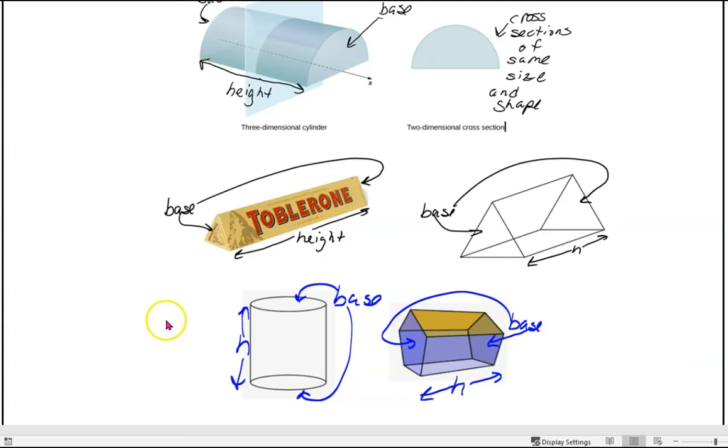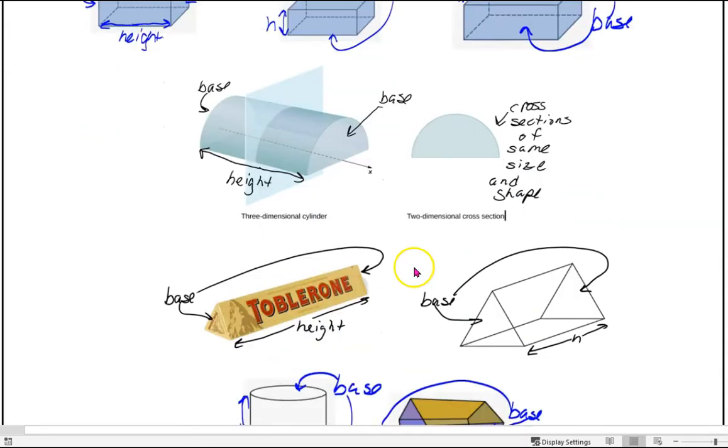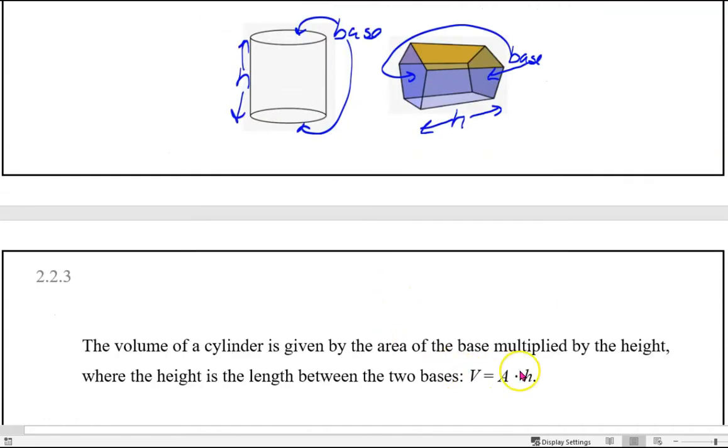Let's go back to the cylinders for a moment. How would we find the volume of any of these cylinders? The answer is very simple. Find the area of the base and multiply it by the height. It doesn't matter whether the base is a pentagon, an equilateral triangle, a semicircle, a circle, or a rectangle. Find the area of the base and multiply it by the height. That will give you the volume of a cylinder.